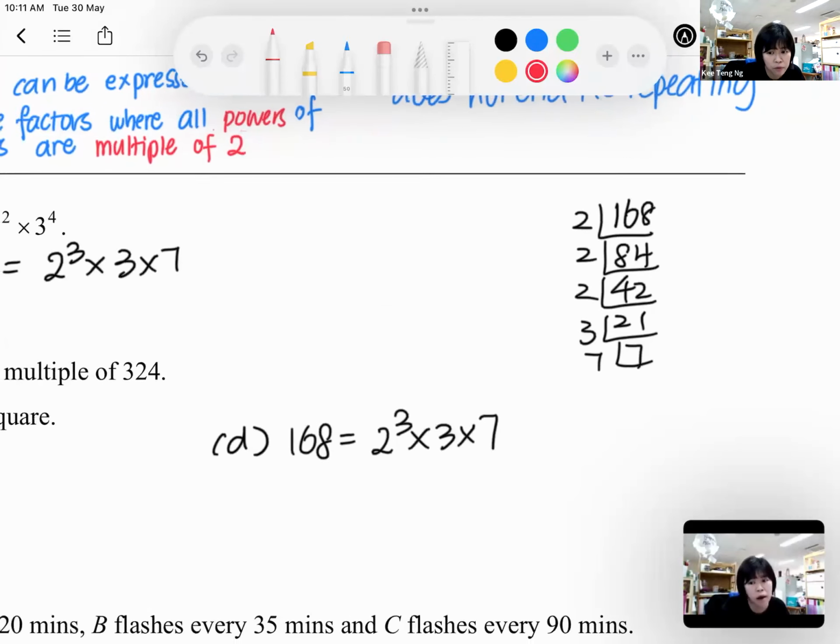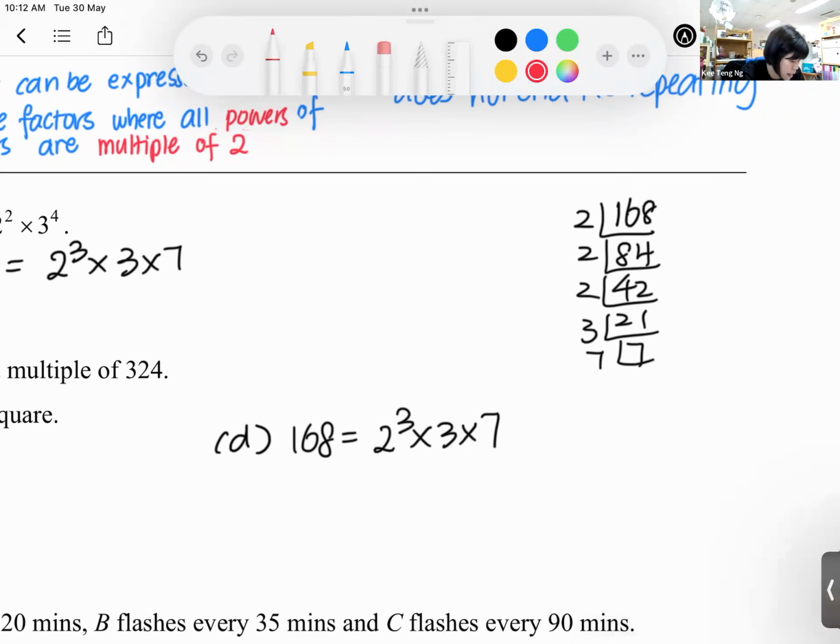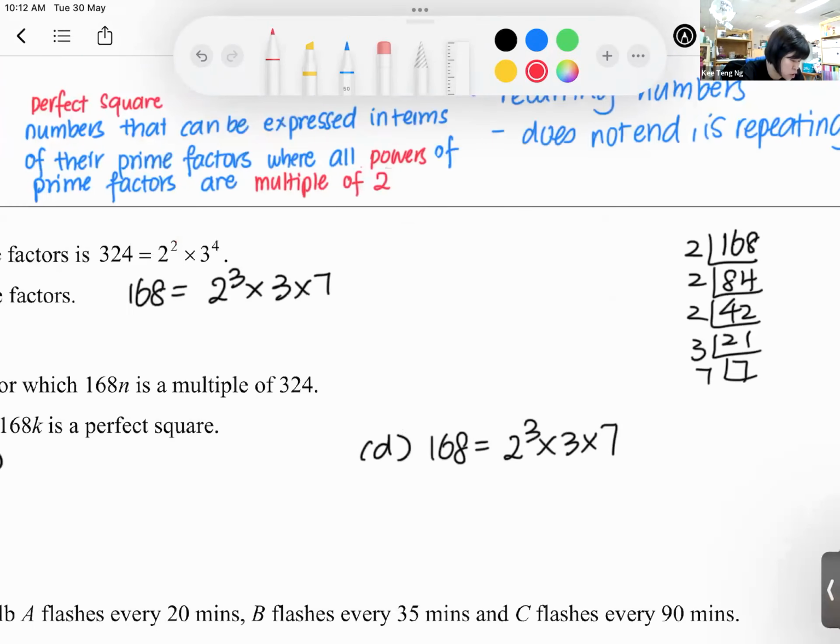Okay, start with the smallest prime factor. 2 first, then you go to 3, then you go on to 7, and so on and so forth. Okay, whichever prime factors that you need. This working is not necessary in your exam. So if you are able to use your calculator to get the answer directly, please go ahead. Okay, then next part of the question.